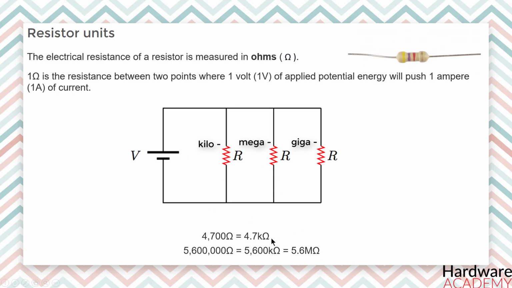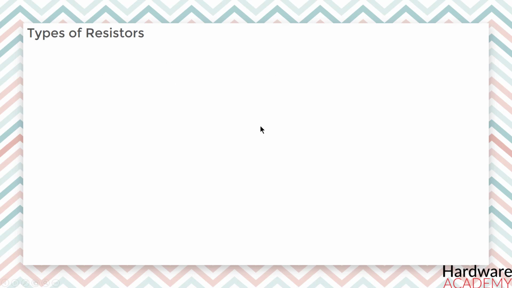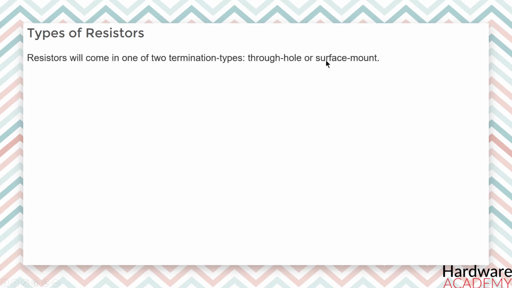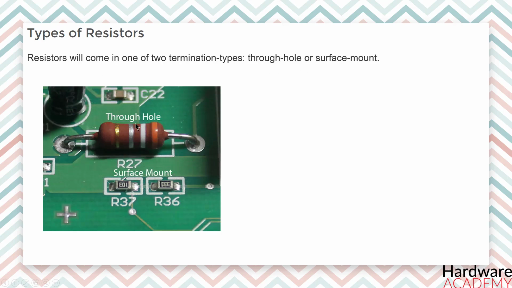Just like any electrical component, resistors will come in one of two termination types. The first one is through hole and the second one is surface mount.